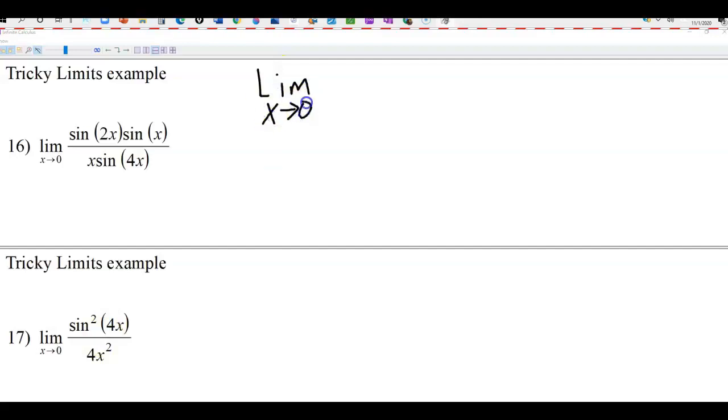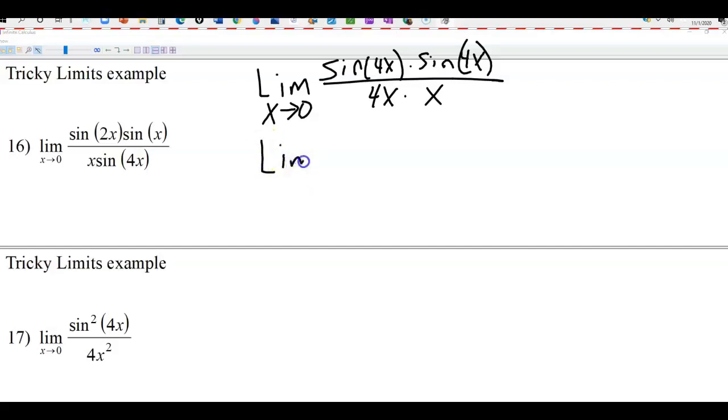Well, sine squared of 4x, you guys know what that means. That means we have sine of 4x being multiplied by sine of 4x, doesn't it? And on the bottom, 4x squared, doesn't that mean we have 4x times x? So I just split up the terms that have x's in them. That way I can actually make 2 separate fractions out of these with an x in the top and the bottom.